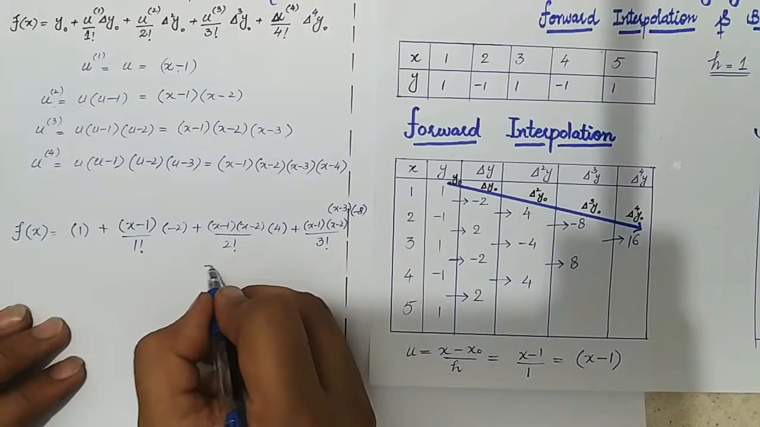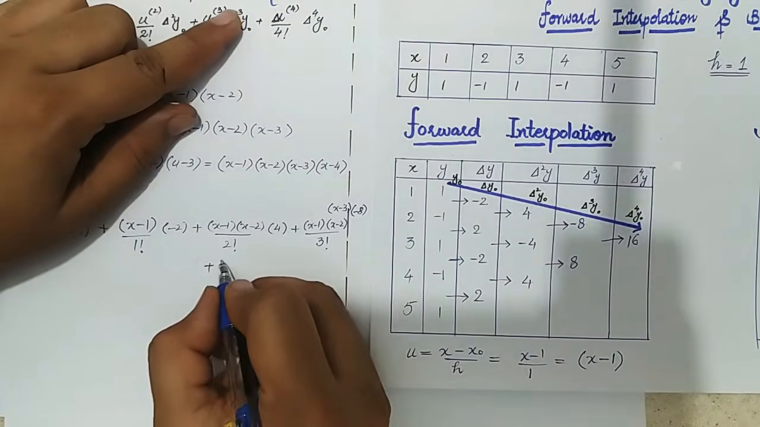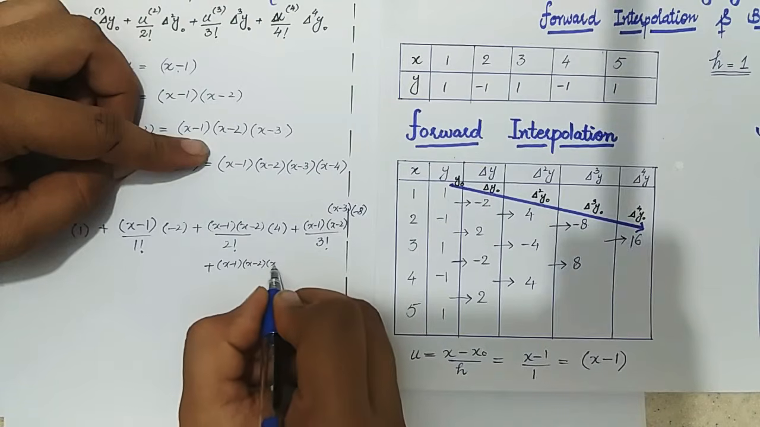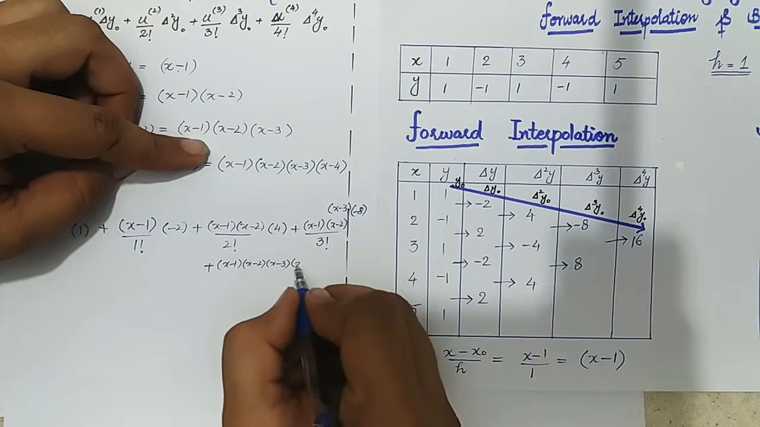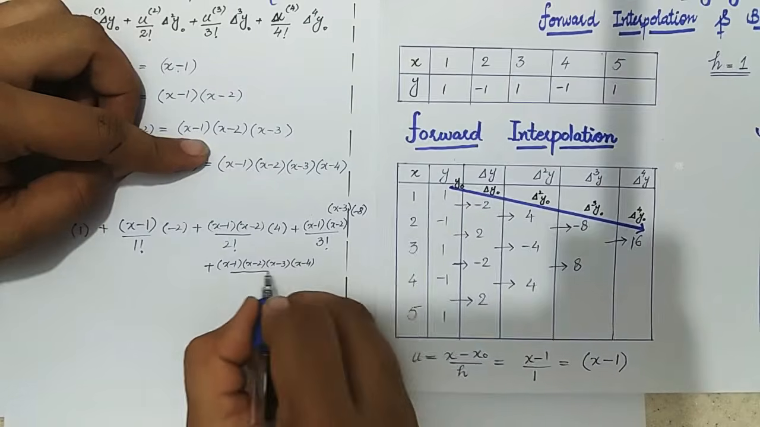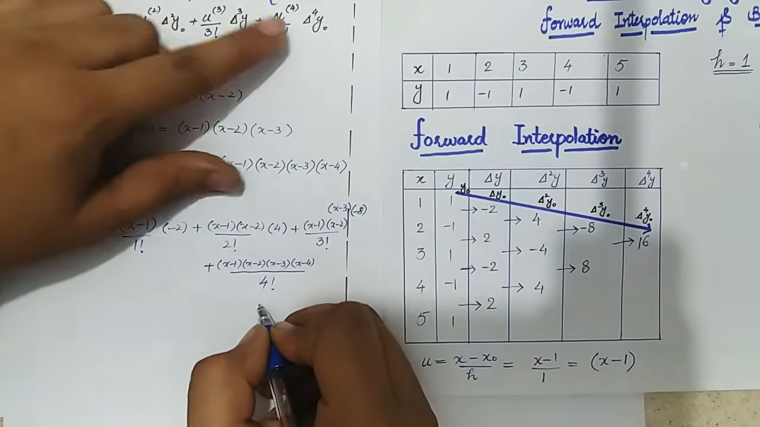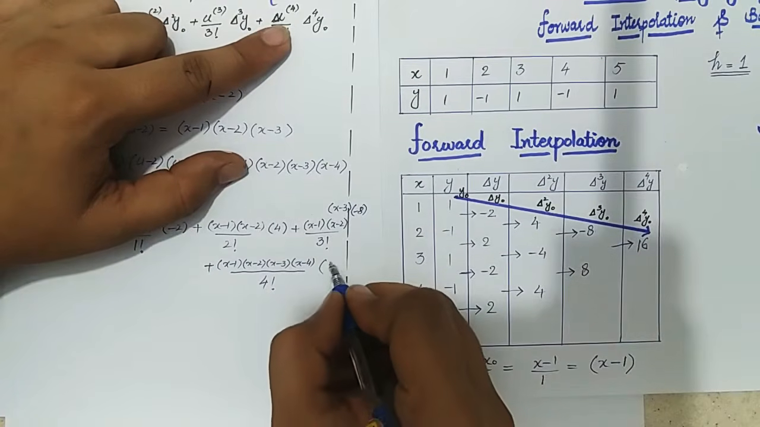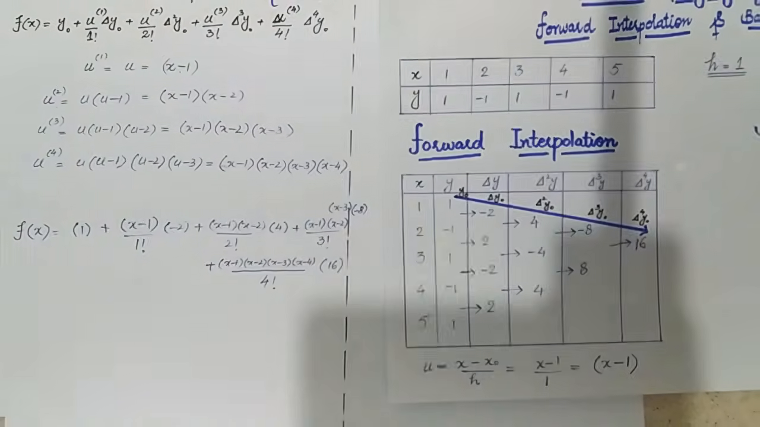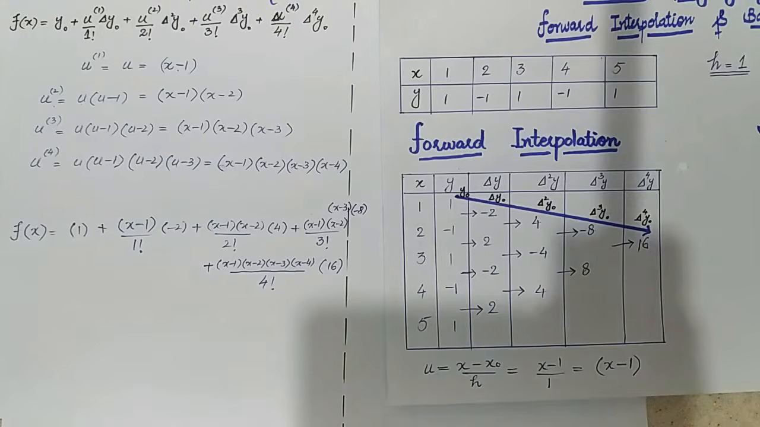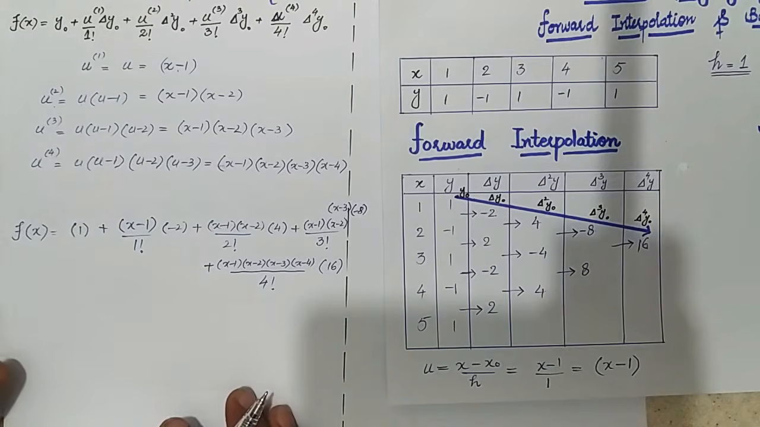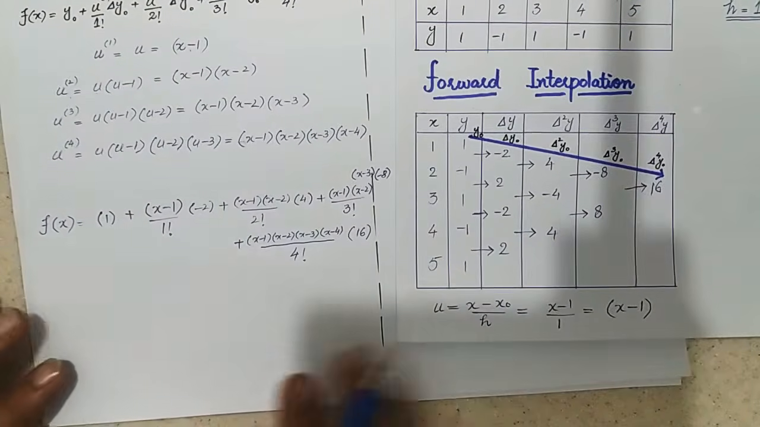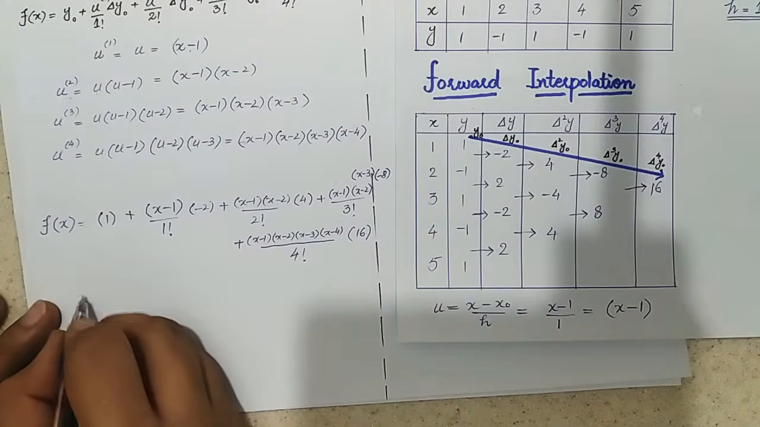And our fourth term is u4 is x minus 1, x minus 2, x minus 3, x minus 4 over 4 factorial, and del 4 y naught for forward is 16. So we will put 16 here. Now we will solve and get that. Now by simplification we will get this.